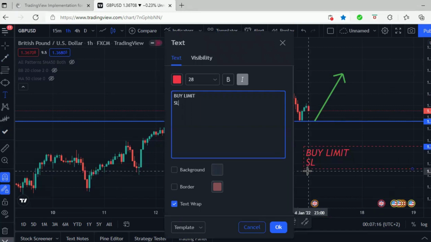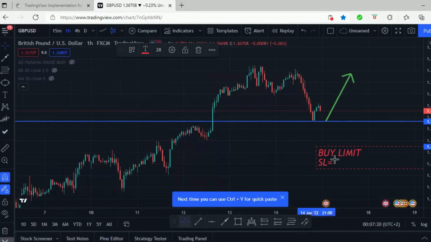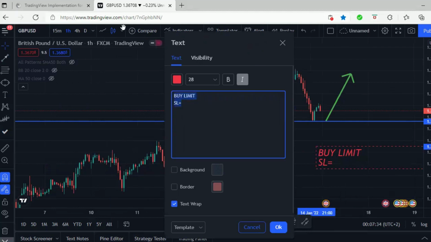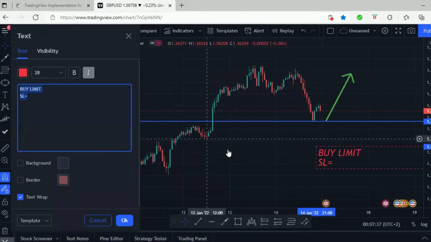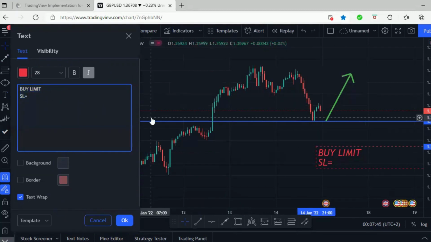My SL will be below that limit. For example, I'm not saying this is where you should place your stop loss, but I'm just going to use this for an example. I will say my stop loss will be 1 point. Obviously, it will be below my buy limit, my order, at 1.36200.